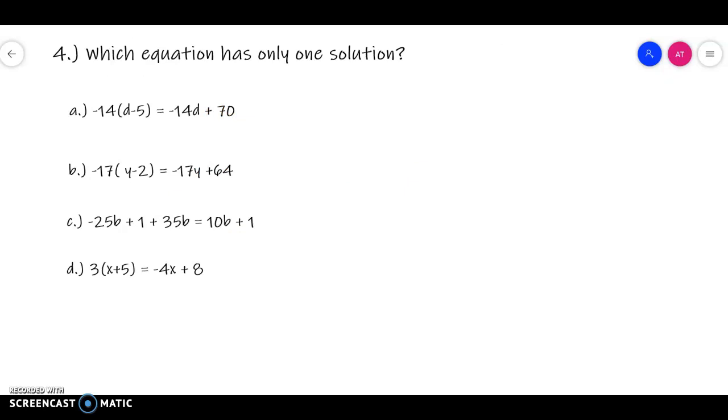We're on to number 4. Which equation only has one solution? So for this, you're actually going to have to do the math for every single one of them to figure out which one has one solution.